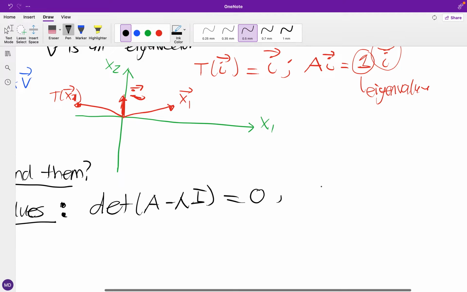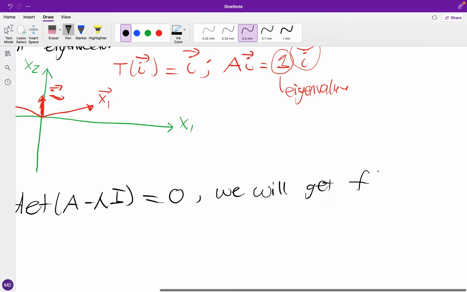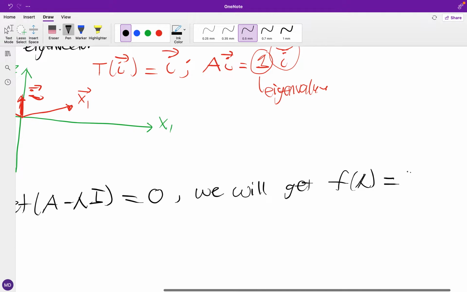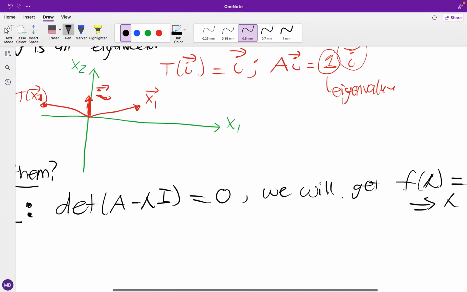And in doing so, we will get some sort of function of our lambda equal to 0, and then we just solve for lambda values. This will be more evident when we go through some examples.